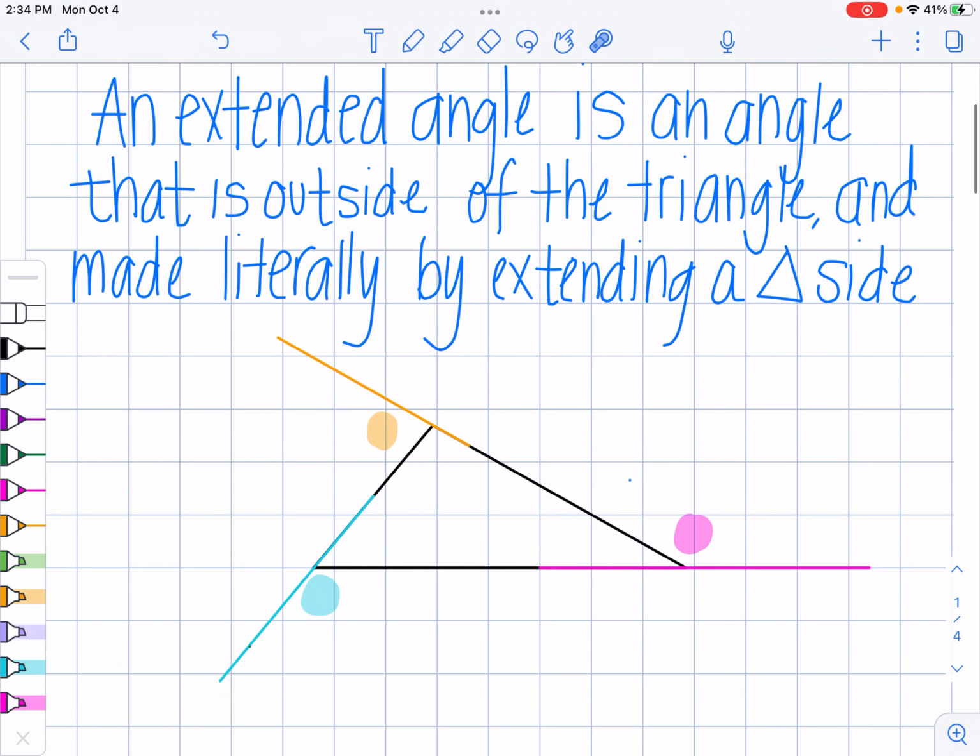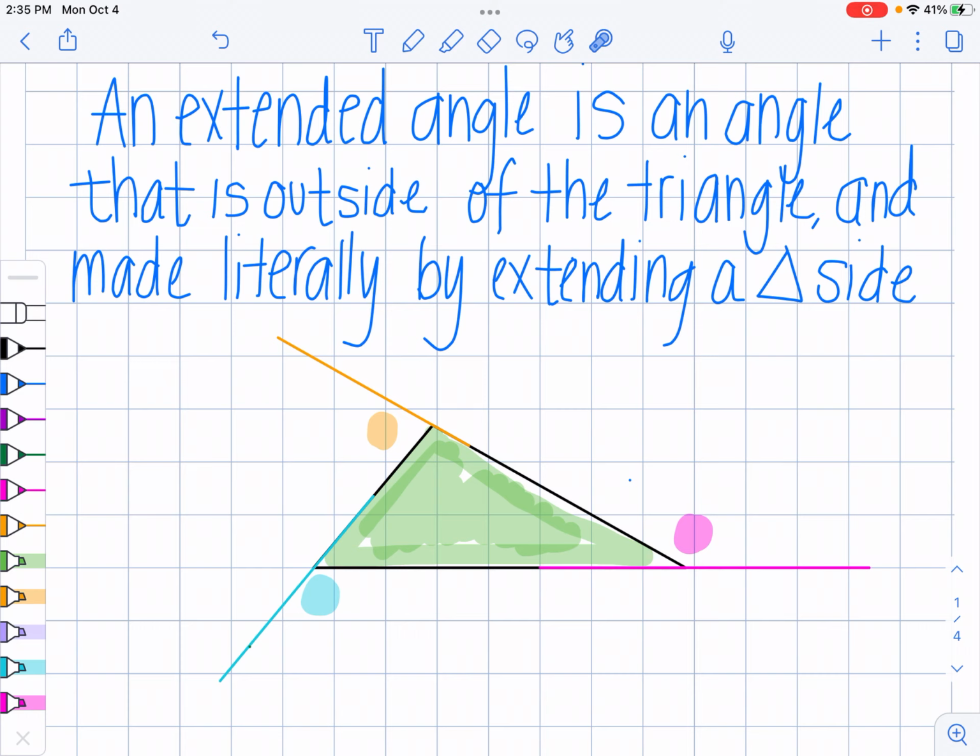So I drew it out for you, and I drew out 3 different extended angles, or what we call exterior angles. So if I take this bottom side, let's just pick green. Okay, so if I focus on my triangle here, and I extend the side, well, I think red's good. Then I just draw my side out to this pink line. I now have this angle right here, which is an extended angle of my triangle.